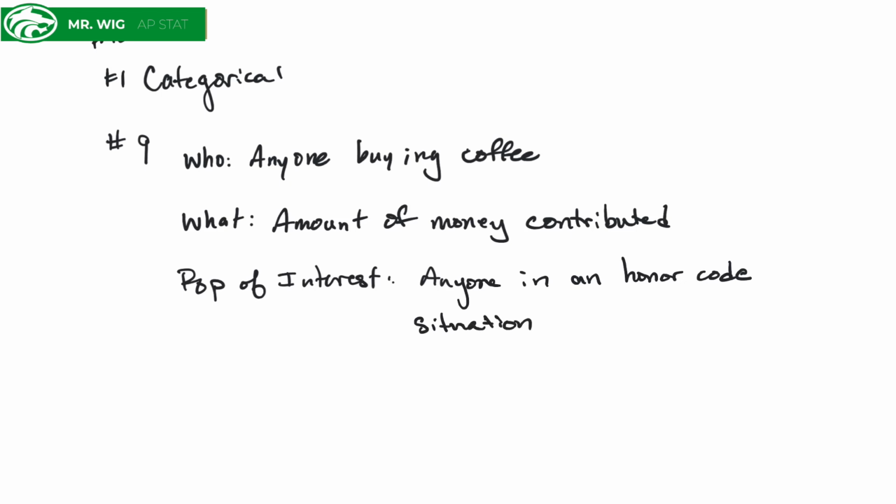The population of interest is something that isn't always plain and clear. I need to read the question. I might need to infer a few things about what's going on inside the question. So keep that in mind.